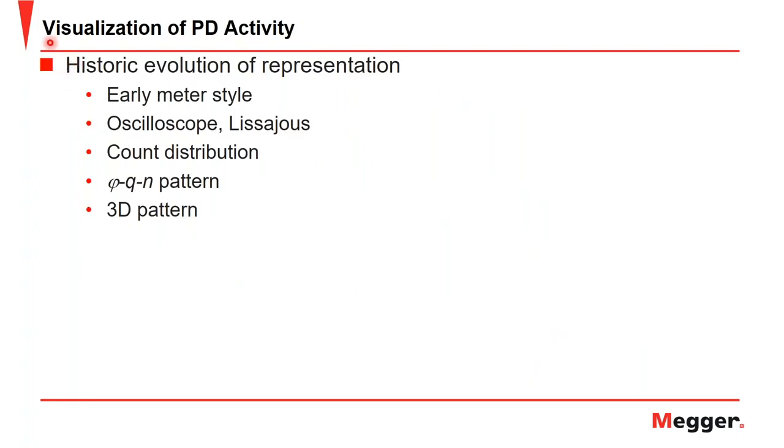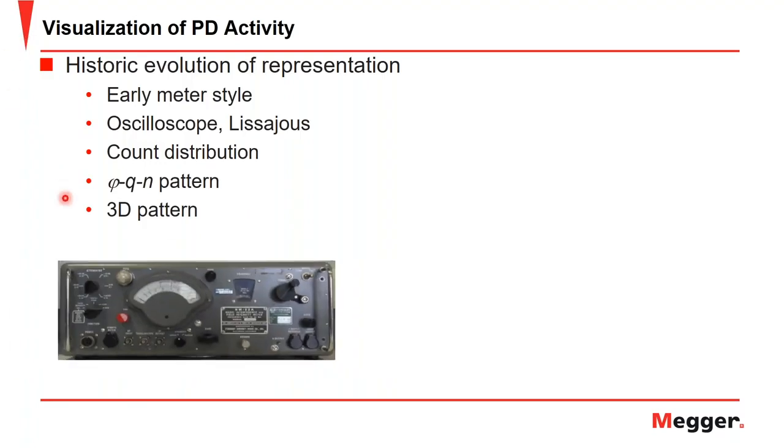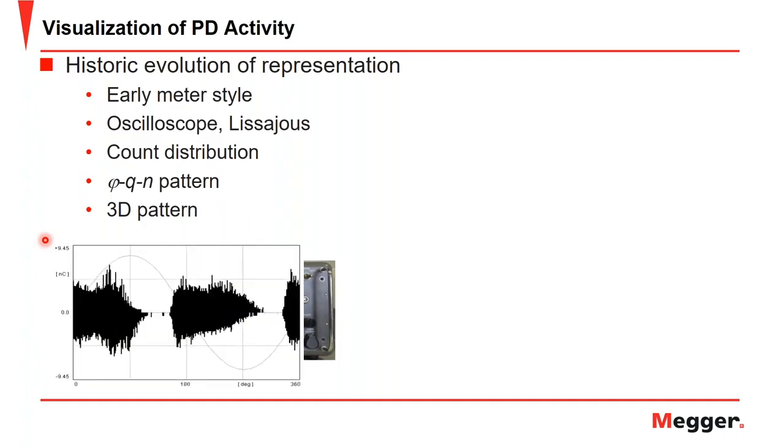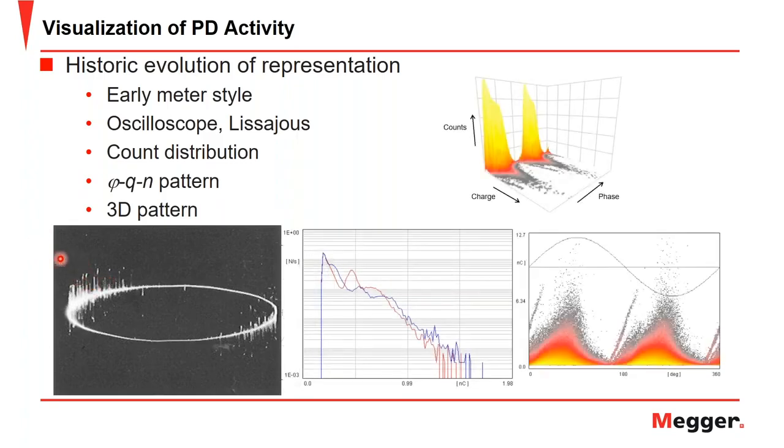Here we have visualization of PD activity, the historic evolution of the visualization. First, we have an old partial discharge oscilloscope or partial discharge detection unit, which would give you an analog measurement. And finally, we had the oscilloscope measurement, followed by the Lissajous measurement or visualization that made it possible to bring out symmetry between the positive and negative cycles. Here in the middle, you have your count distribution. And then here on the right, you have your charge phase count.